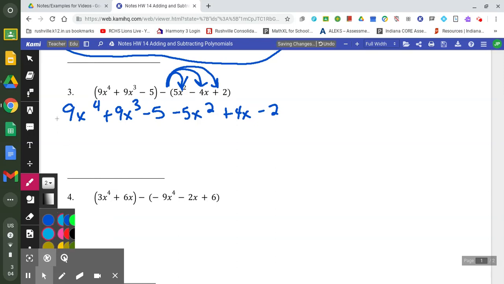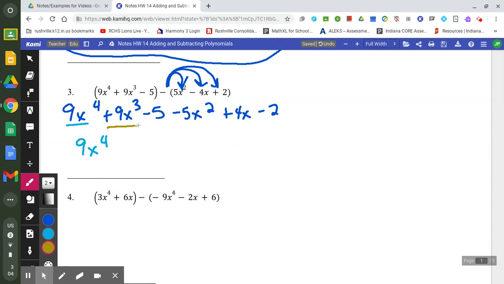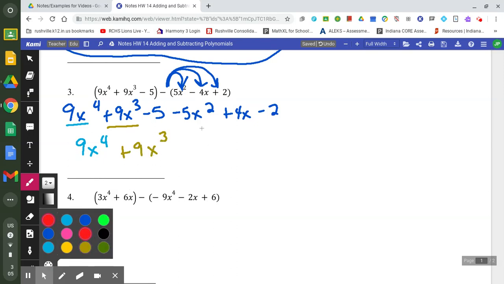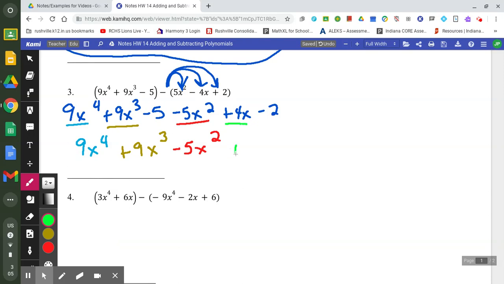Then my highest exponent is to the 4th power. There is not another term that's to the 4th power. Then to the 3rd power, there's not another term that has to the 3rd power. Then the 2nd power, not another term. And then positive 4x, so there's not another term that is alike. And then we have -5 minus 2 gives me -7. And this is my final answer.